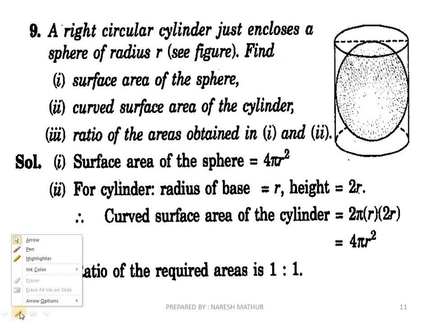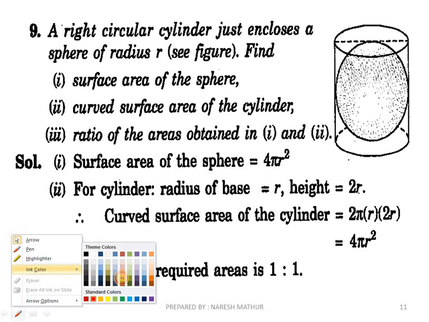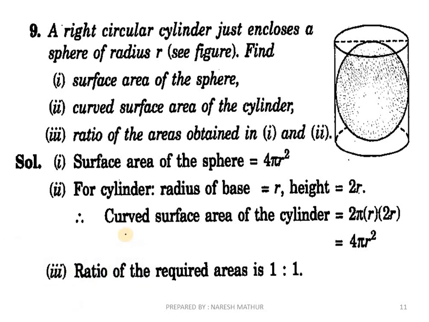In the last one, we are given a cylinder which is just enclosing a sphere. First we need to find the surface area of the sphere with radius r. So the surface area of the sphere would be 4 pi r square. Quite simple. Now the CSA of the cylinder.